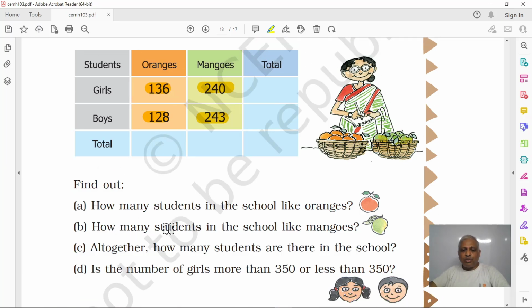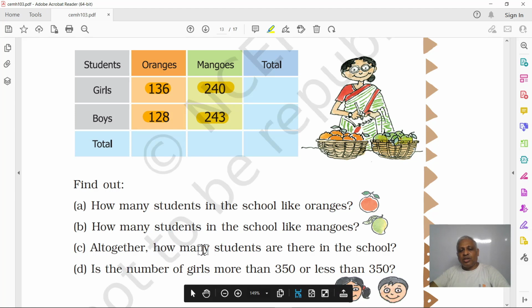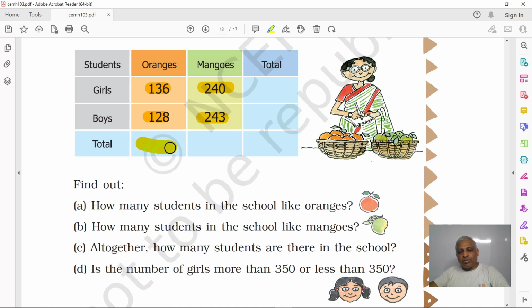And next question. How many students in the school like mangoes? You need to add these two numbers. Girls 240, boys 243. The total will be the students who like mangoes, right? And all together means total. How many students are there in the school? If you add, you get some number here. You get some number here. If you add these two, you will get a number here. That is the total number of students.